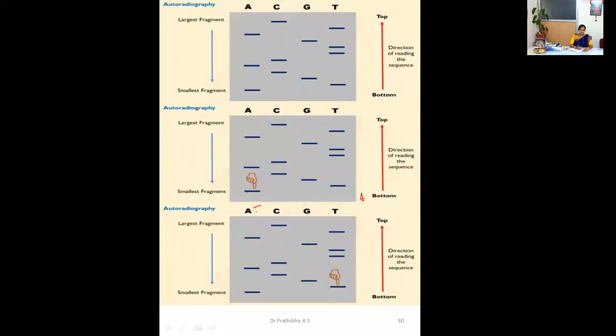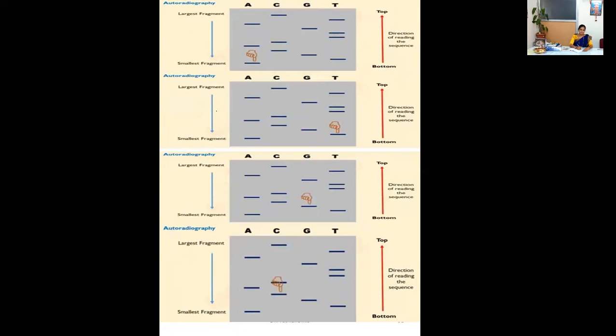Here in this case, we have loaded the A terminated reaction tube, C terminated reaction tube, G terminated reaction tube, and T terminated reaction tube. Wherever this line appears in this lane, it indicates the presence of the adenine nitrogenous base. Then this line indicates the presence of T, where the chain has terminated. Next comes this one, which is G, next comes this, which is C, and next comes this, which is A. Like this we will be able to determine the arrangement of the nitrogenous bases.